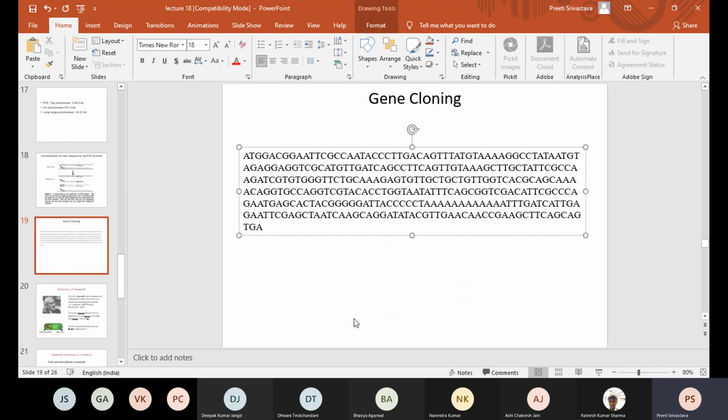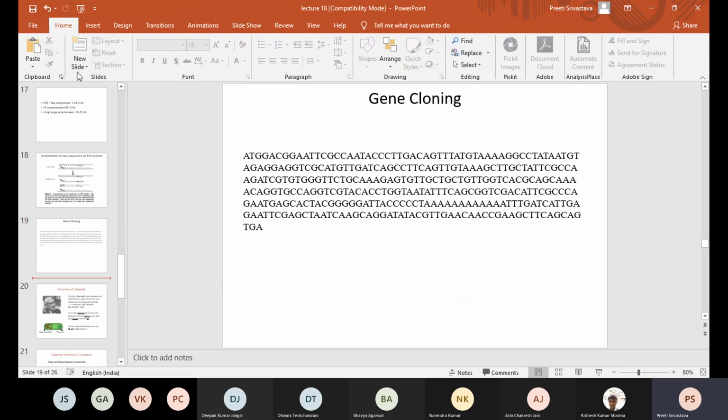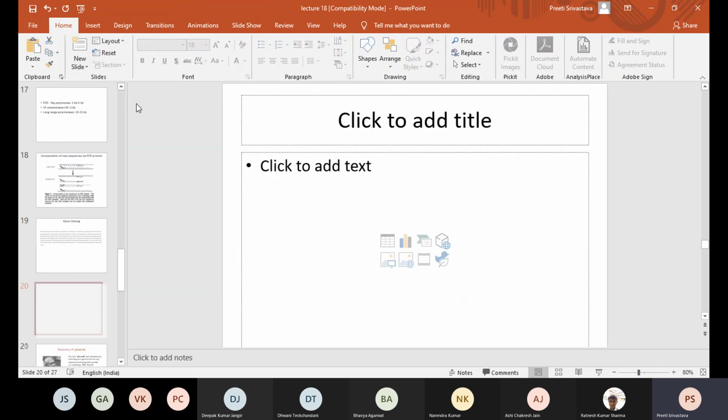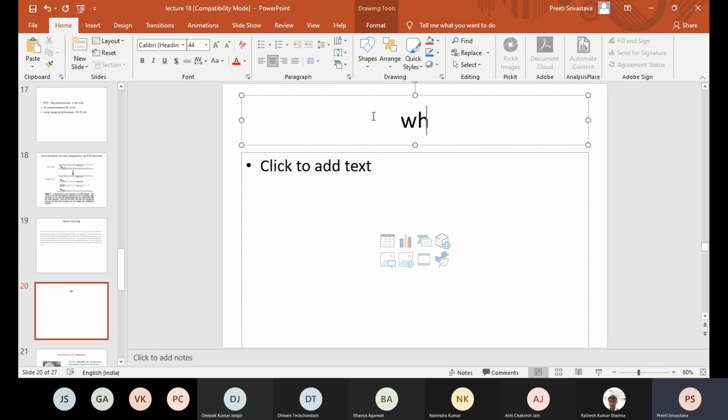So then how can PCR be used for gene cloning? That's the question. And then the next question is how restriction enzymes can be used for gene cloning. But let's first understand why we should do gene cloning. What's the need of doing this process? Why do we need to clone a gene? Okay, tell me, class.